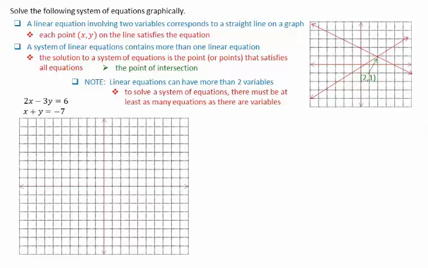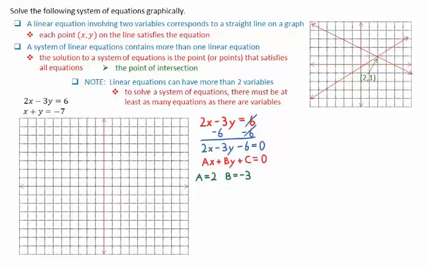The equations here are both given in standard form, ax + by = c. For the first equation, 2x − 3y = 6, we'll subtract 6 from both sides to express the equation in general form. This results in 2x − 3y − 6 = 0. Recall that general form is ax + by + c = 0. For this equation then, a = 2, b = −3, and c = −6.